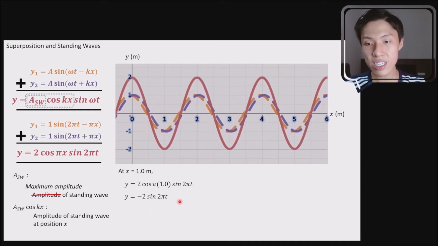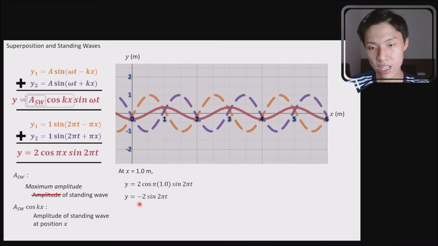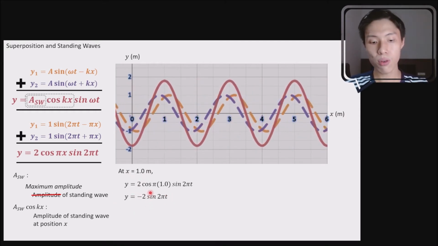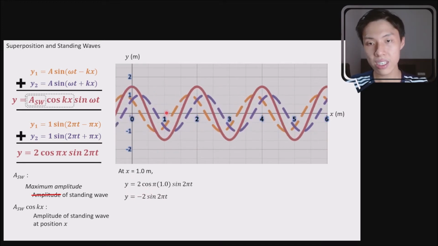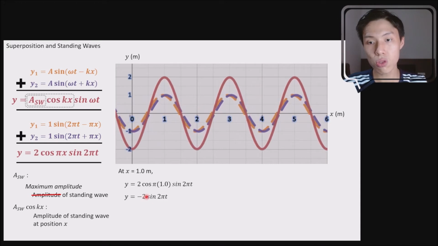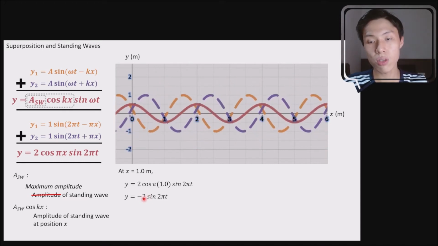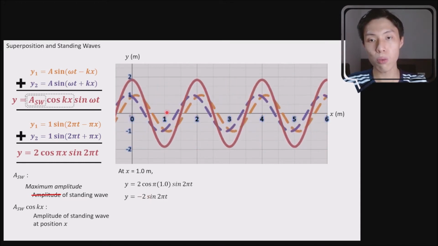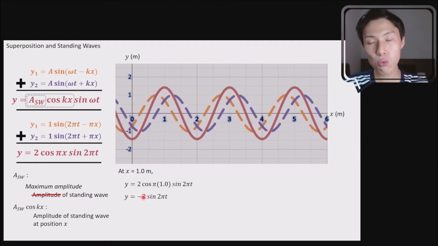So this is the equation here, and because this is the amplitude, you know that the amplitude at x equals 1 will be 2. Okay, amplitude is a magnitude, so we don't care about the direction. So the amplitude at x equals 1.0 meter is 2 meters.